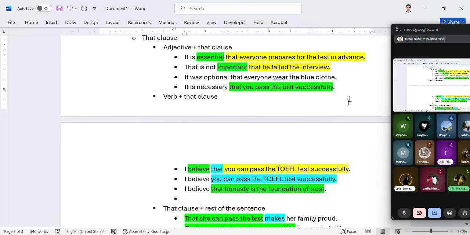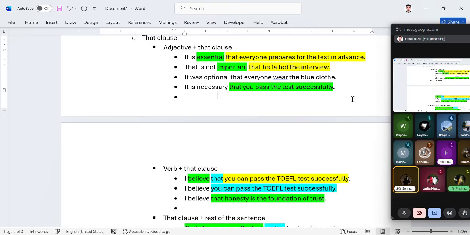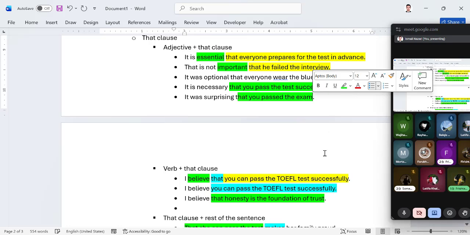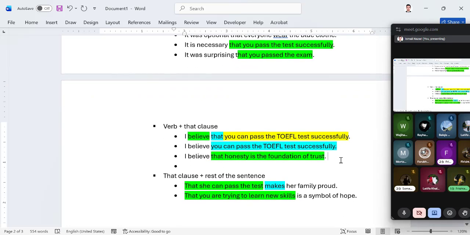Miss Sumaya. Okay, teacher. It was surprising that she passed the exam. Very good. So with a verb plus that clause, Miss Natiqi.